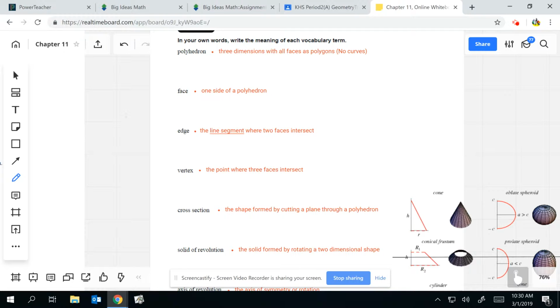Your face is one side. Your face is going to be a polygon. It's going to be a side that has no curves in it. So faces are going to be polygons.